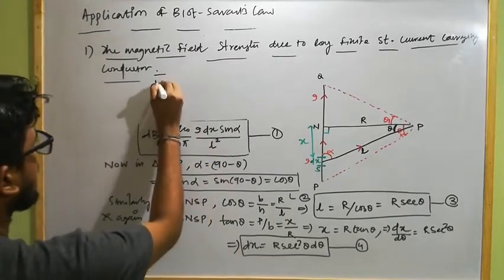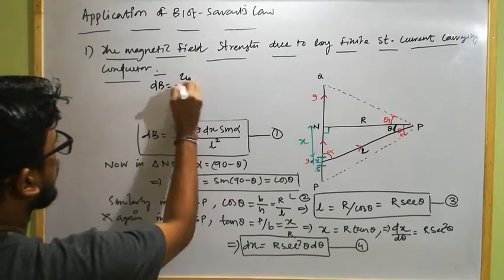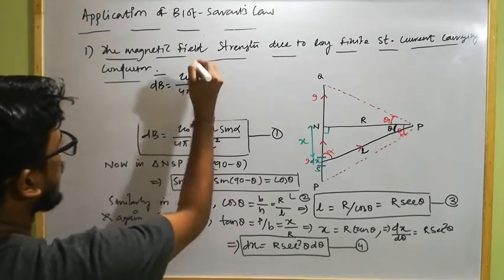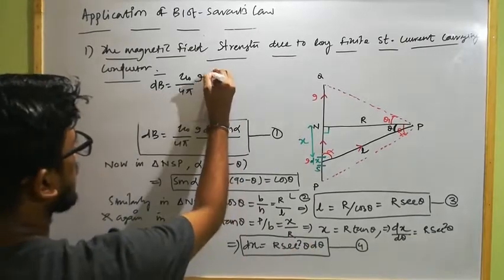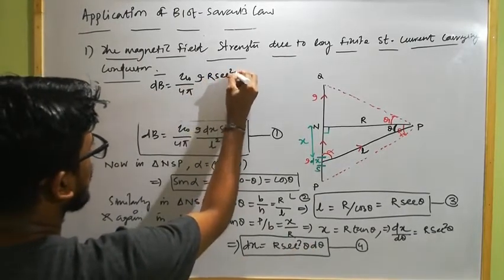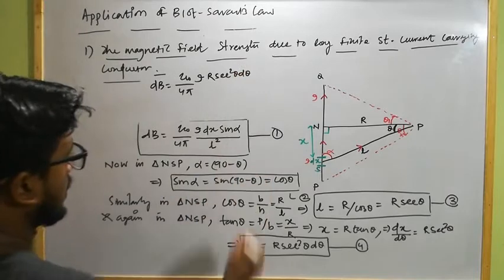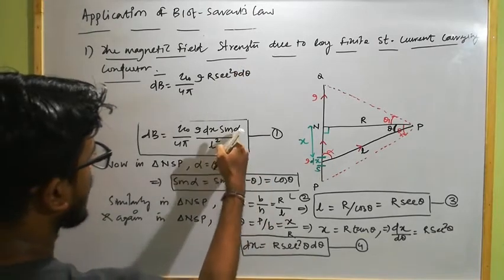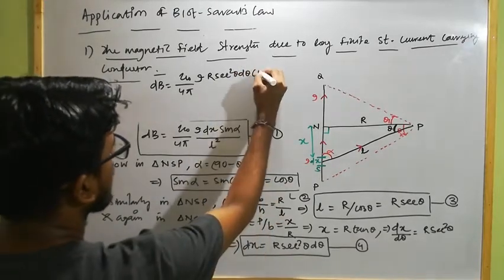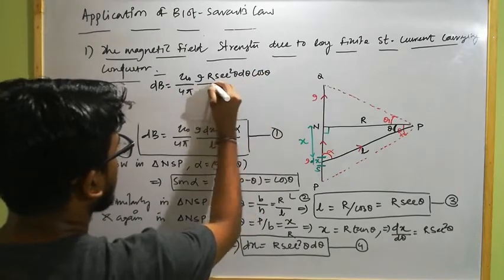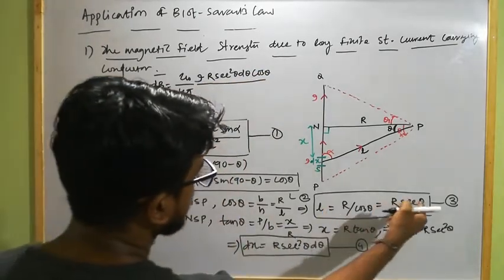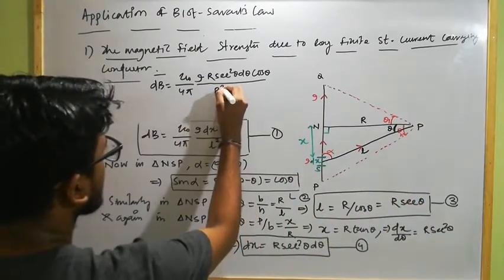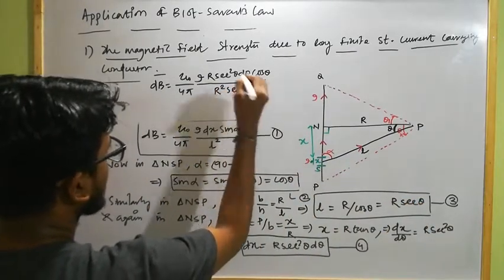dB equal to mu naught by 4 pi I dx. What is the value of dx? R sec square theta d theta. What is the value of sin alpha? Cos theta, divided by L square. What is the value of L? R sec theta. So L square will be R square sec square theta.